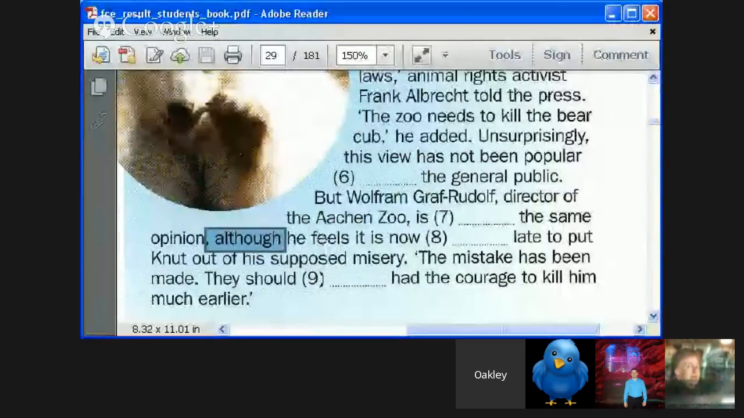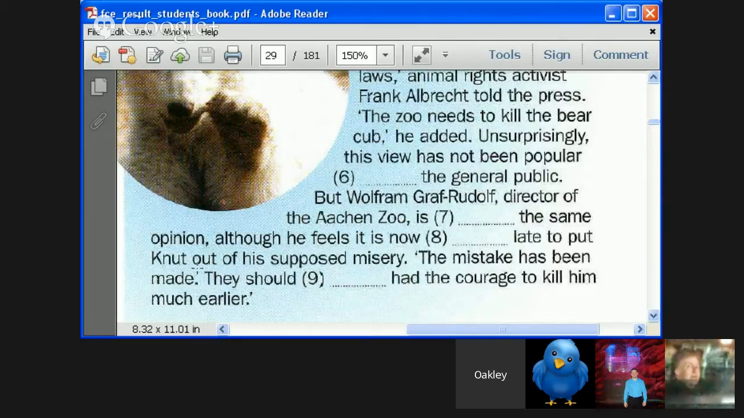Although he feels it is now too late to put Newt out of his supposed misery. Okay, very clearly the adverb "too" often comes before "late," another very strong collocation. It's too late. All right, great. I agree. And Ken, are you now connected? Yes, I'm connected now. Okay, super.